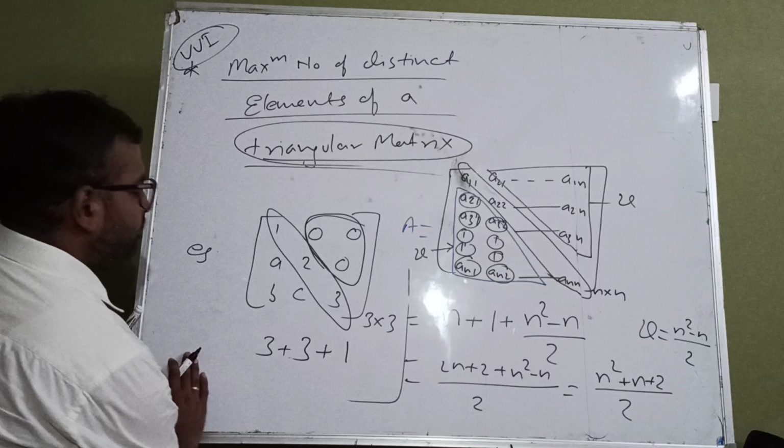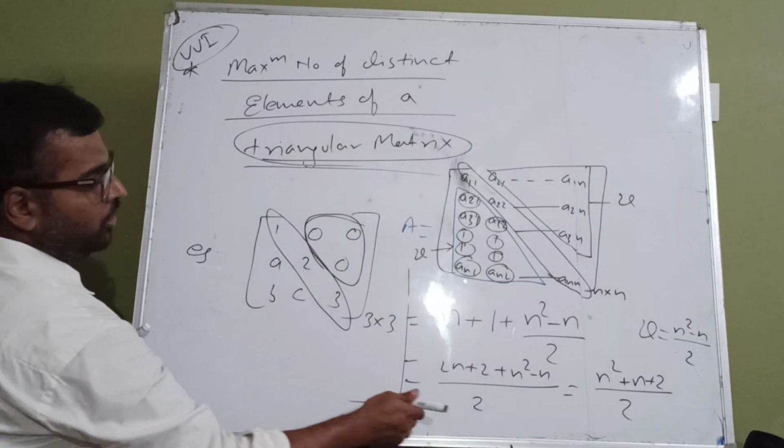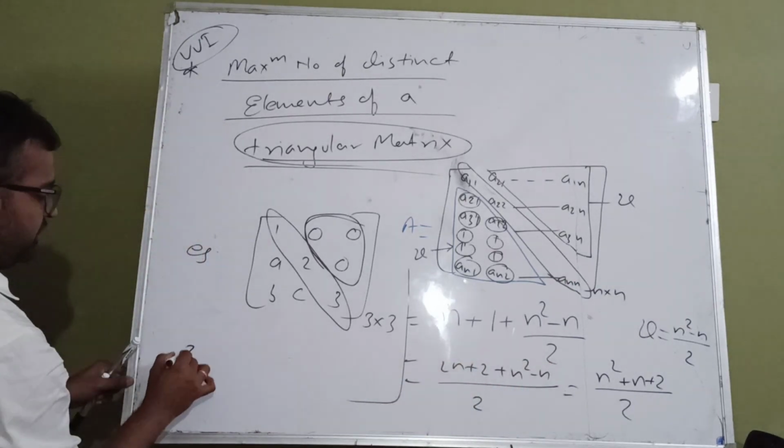Let us check this example. If it is 3 by 3 order, put the value here: 3 square.